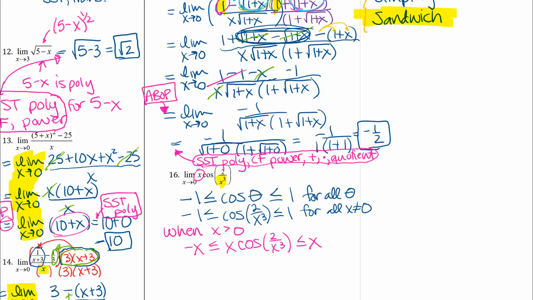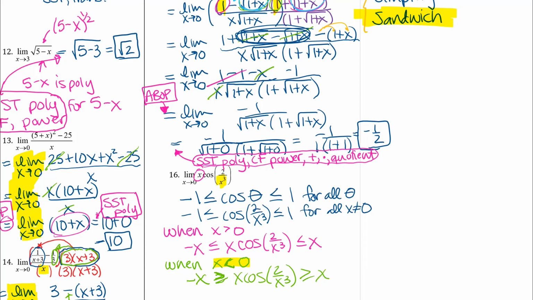All right, so now I want to think about what happens when x is less than 0. So in this case, x is going to be negative. So I'm going to multiply through by x again, and so I'll have -1 times x is negative x. But remember here, since x is less than 0, the x that I'm multiplying through by is negative. So that's going to cause those inequalities to flip. So I'm going to have greater than or equal to x times cosine of 2 over x cubed, and then this one will also flip to x.